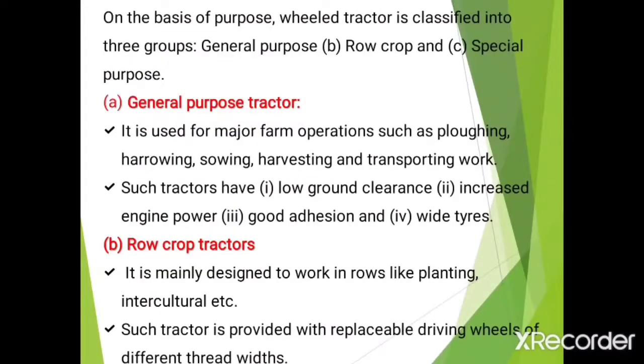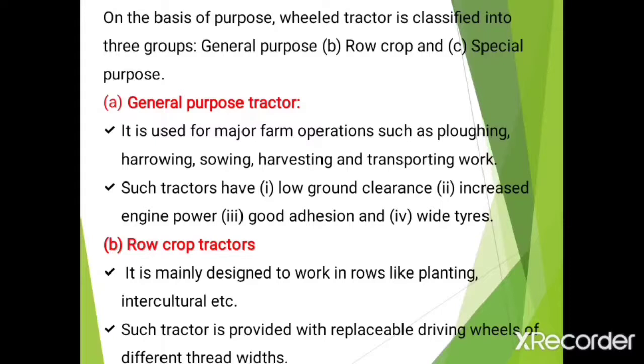Now on the basis of purpose, we learned that on the basis of structural design there are three classes. On the basis of purpose, again there are three classes. The first class is general purpose tractors, then row crop tractors, and special purpose tractors. These three classes are the classes of wheeled tractor.